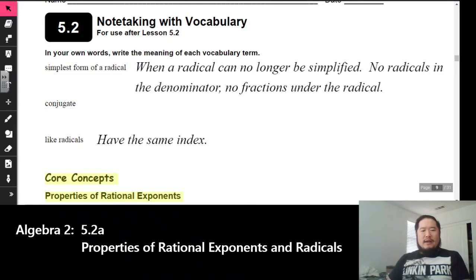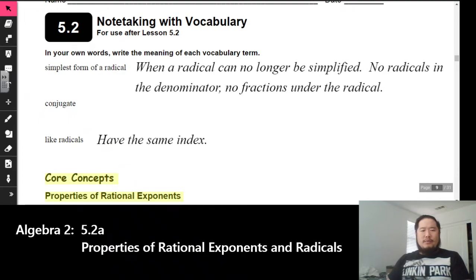The first part right here is simplest form of a radical. So what does that mean? Well, it's when a radical can no longer be simplified. There's going to be no radicals in the denominator and no fractions under the radical. Okay, so those are all properties of a radical that is in simplest form.